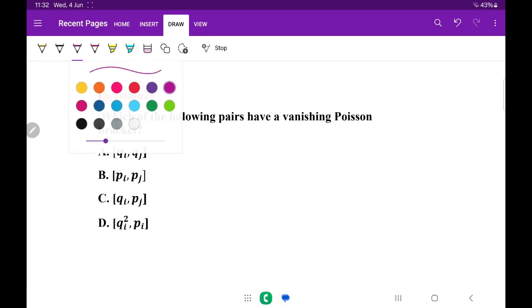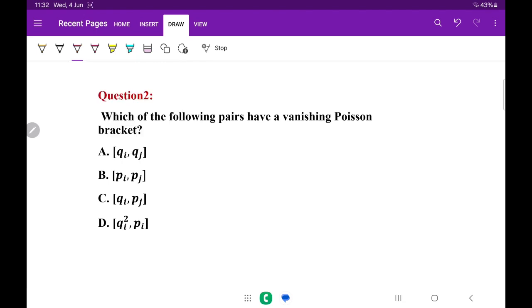Now the second question is, which of the following pairs have a vanishing Poisson bracket? If you observe here, the first one is q comma qj. I already told you the Poisson bracket of the same parameter or same physical quantity will yield 0. Similarly, option B is also 0, and option C definitely will not yield 0. Of course, it depends on the i, j values. So from this we can directly say A vanishes and B vanishes.